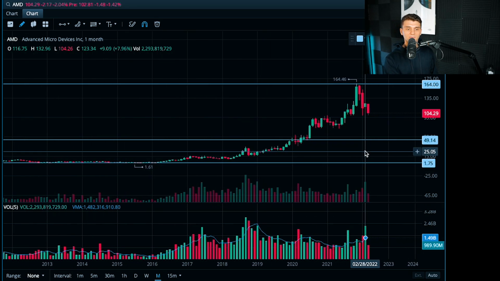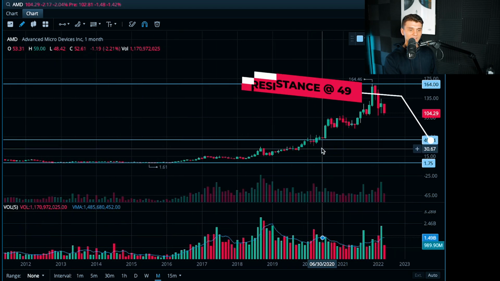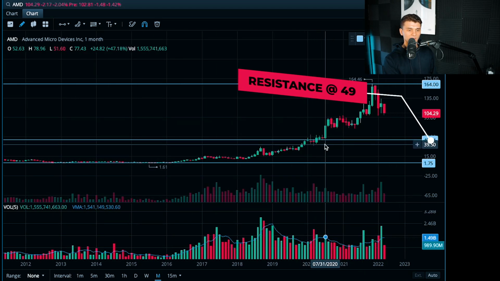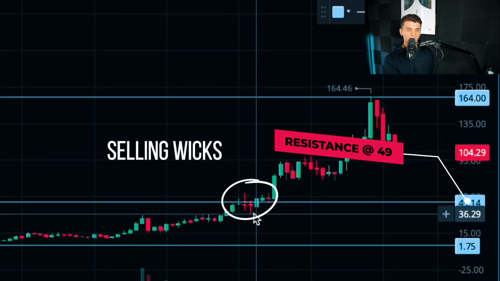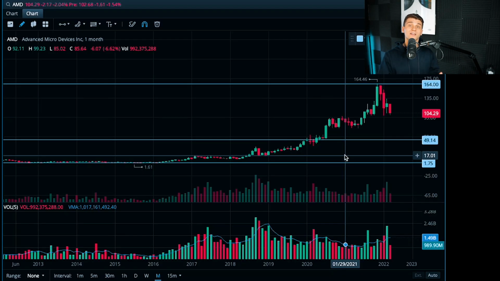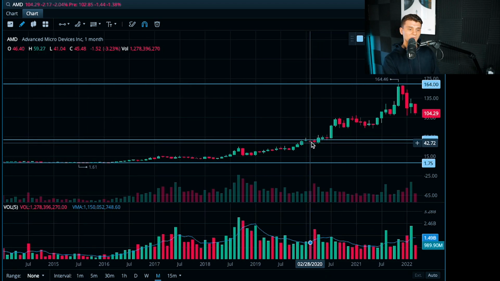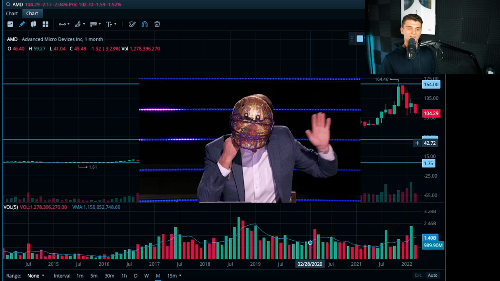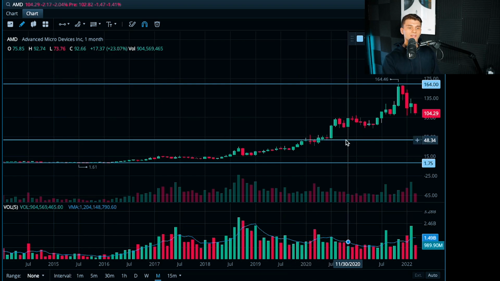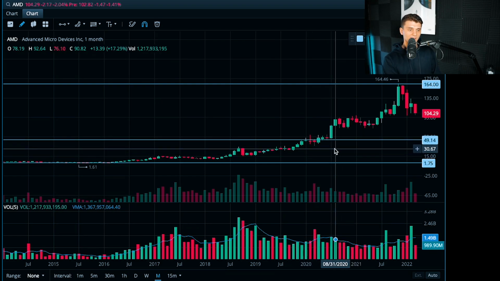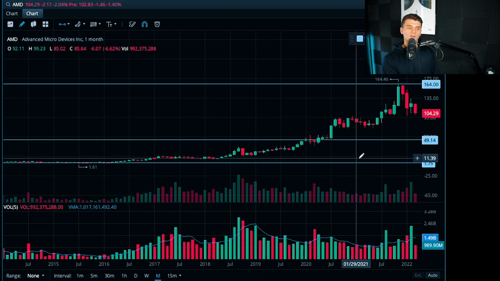As we continue to look at the monthly, guys, you can see that we had some resistance at this $48 to $49 price area. That's evident because we have these large selling wicks on the monthly. That means that there was a lot of selling present on AMD at that time. That lines up perfectly with the COVID era, when the coronavirus first presented itself. So in 2019 into 2020, we saw that pullback from the $49 area, and we found support right here at this $40 to $41 area.